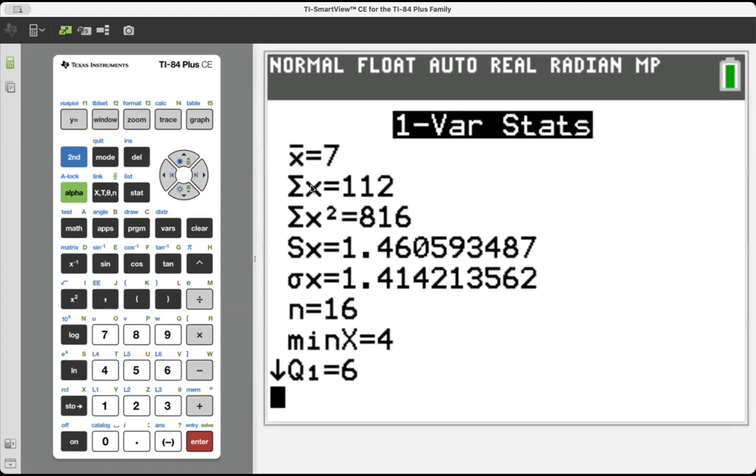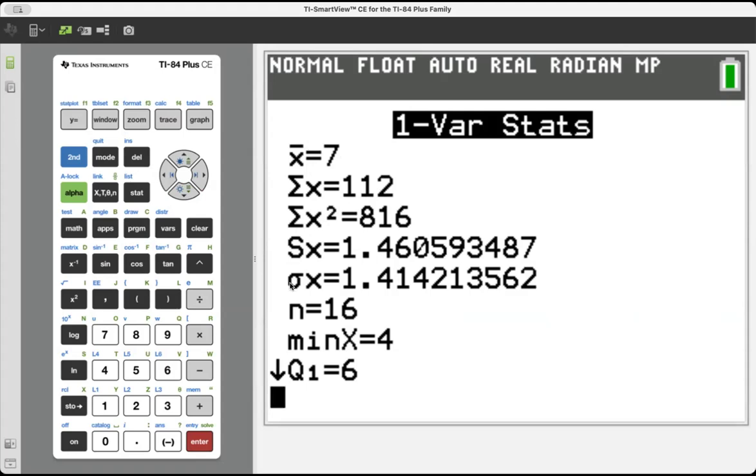The very first line of this output gives us x bar equals 7. That is the mean of our values. There are other output lines here, and I'll quickly go through them, but we don't use sigma x or sigma x squared. Sigma x is the sum of all the values. If we were to add them all up, they would give us 112. Sigma x squared, if we were to square all those numbers and add up the sum of those squares, we would get 816. We also do not use that.